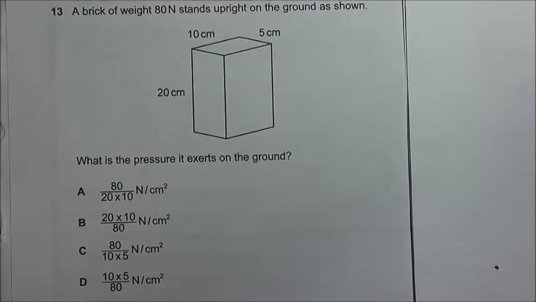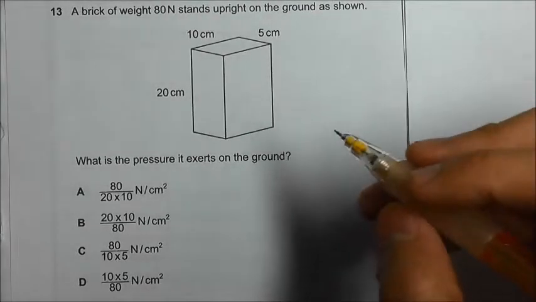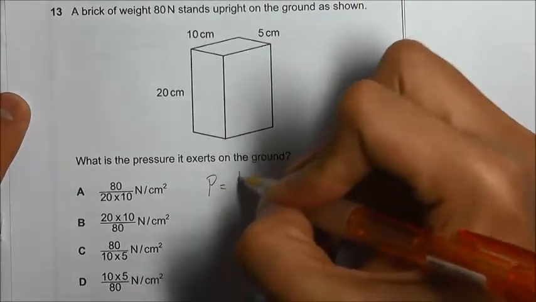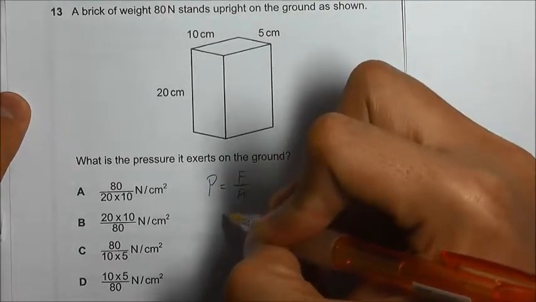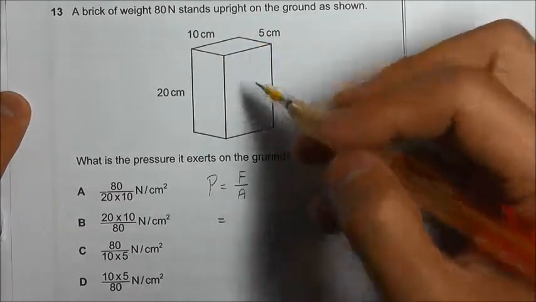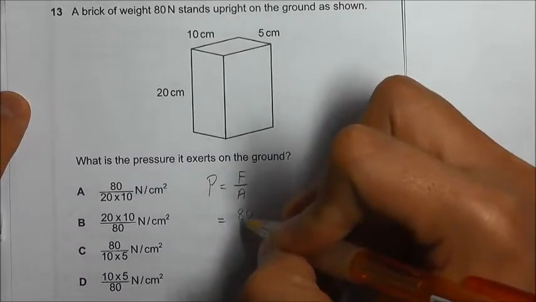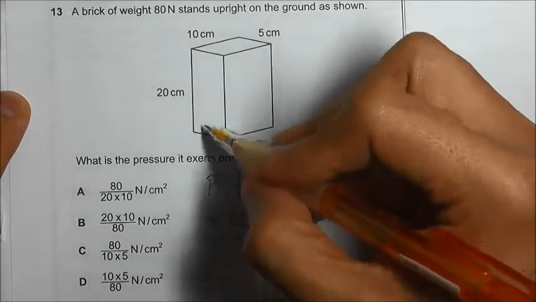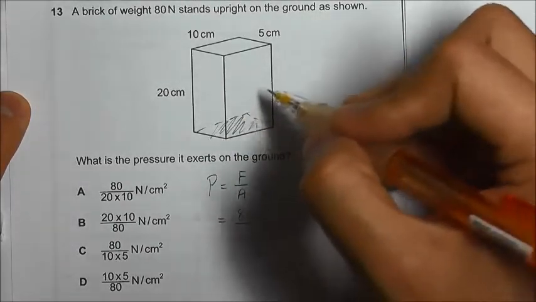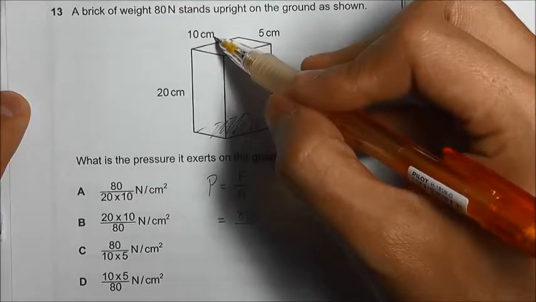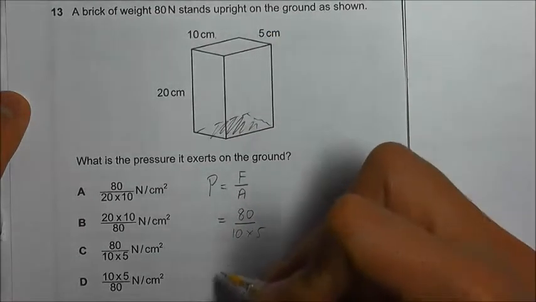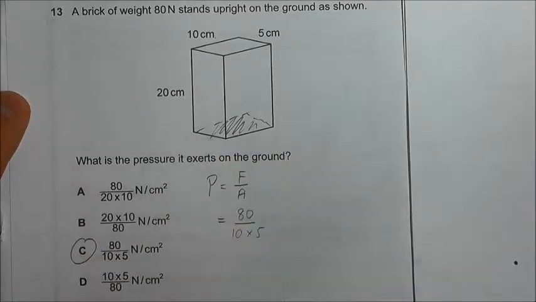Okay, to find the pressure that this brick exerts on the ground, we can take the force divided by the area. And the force of this block will be the weight, which is 80 Newton, and the area will be the area in contact with the ground. So it will be this area, which is equal to 10 cm times 5 cm. So it will be 10 times 5. So the answer should be C.